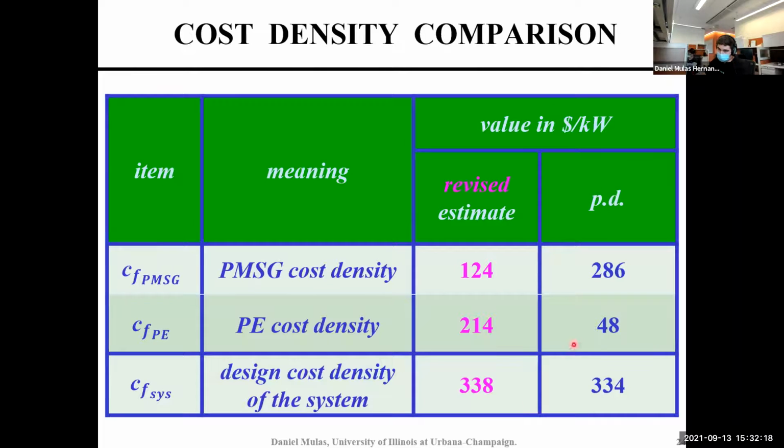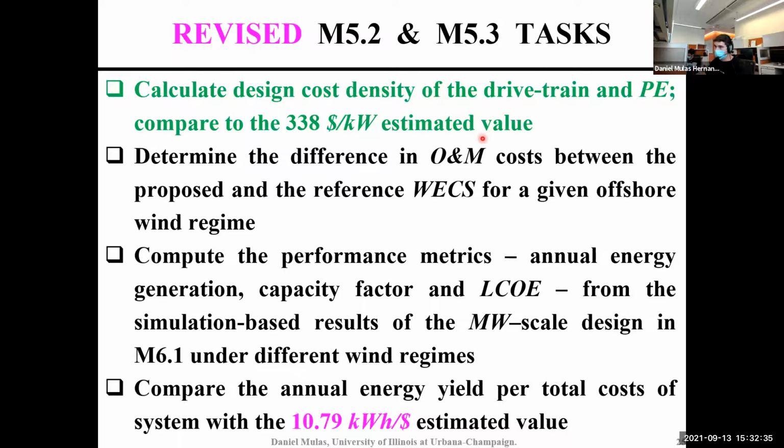And here in this slide, I wanted to show that if you add up the PMSG cost and the power electronic cost, we have accomplished the milestone. We have a value in dollars per kilowatt that is below the value that was the revised preliminary estimate. So we can say that the first task is successfully accomplished.